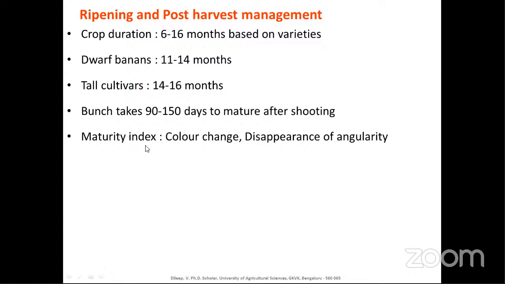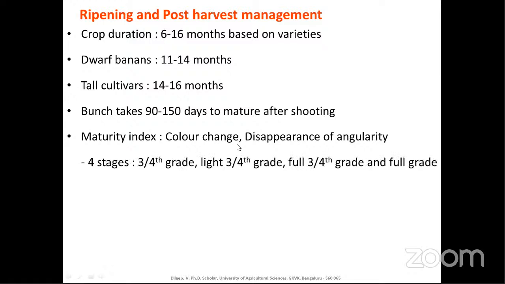Okay, here we can visualize, and also biochemically it can be measured. Visualizing is color change and also disappearance of angularity. Whatever lines, that is the margins, are present on the outer fruit surface, those will tend to disappear. And disappearance of this angularity has some stages. Okay, so those stages are light 3/4 grade, full 3/4, and full grade.